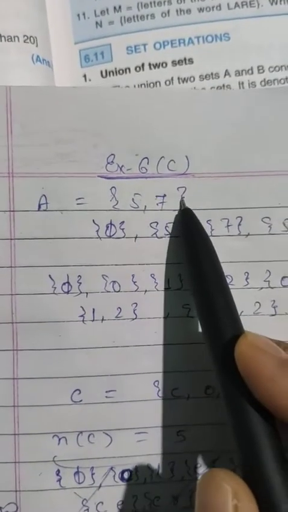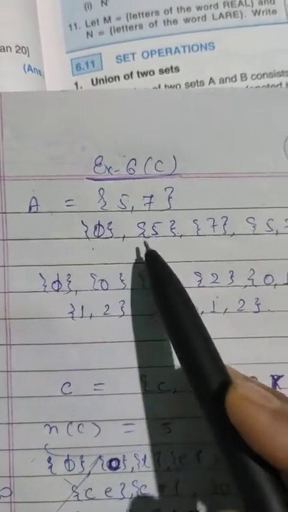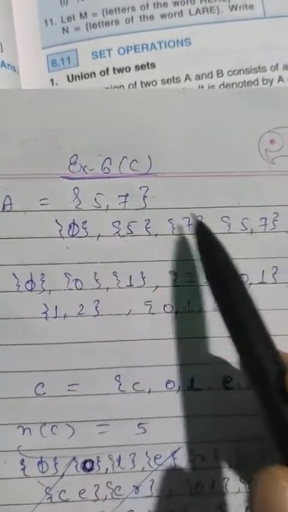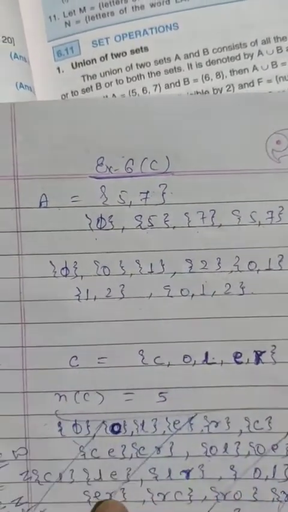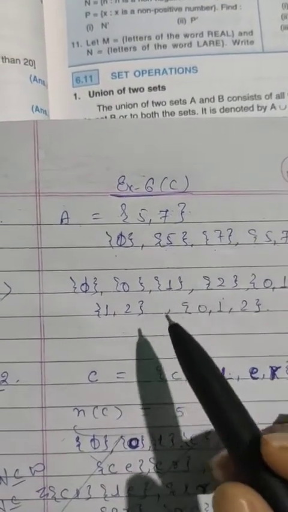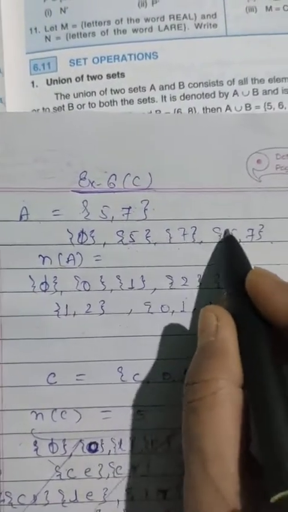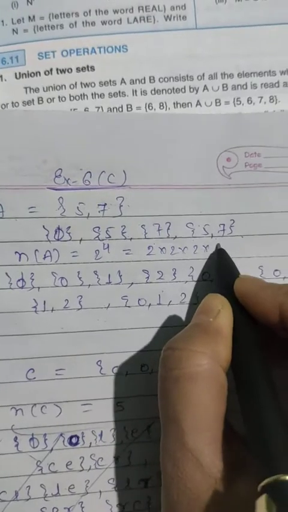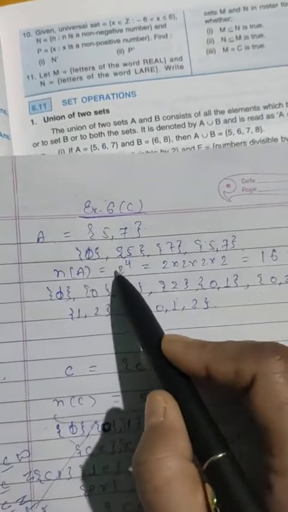Set A equals {5, 7}. So include the empty set, then write all the elements separately: separately 5, separately 7. Now at last what is left? 5, 7 together you take. This you don't miss. Okay. So how many subsets, children? 1, 2, 3, 4. If the question asks to find the number of subsets also, you can find it like this. 4 subsets means 2 to the power 2. If in the question it is asked to find the number of subsets, you can find it like this.